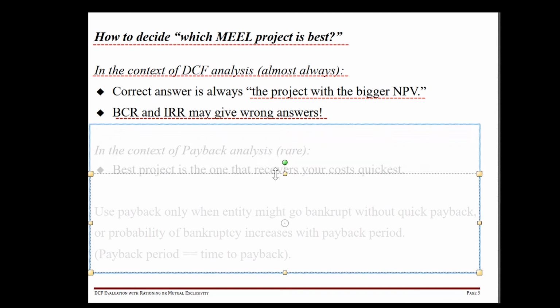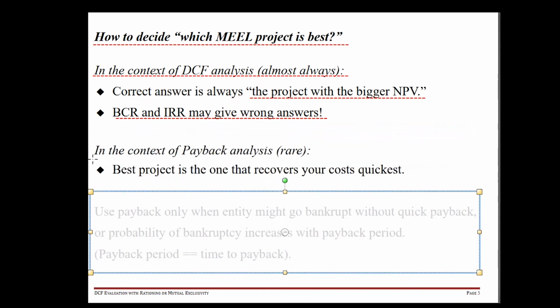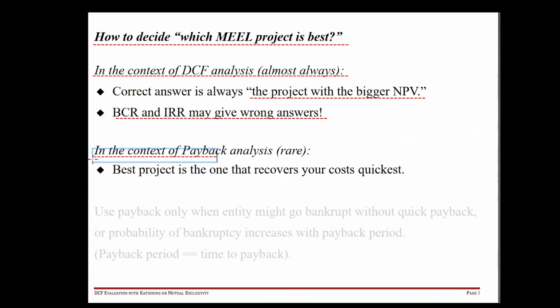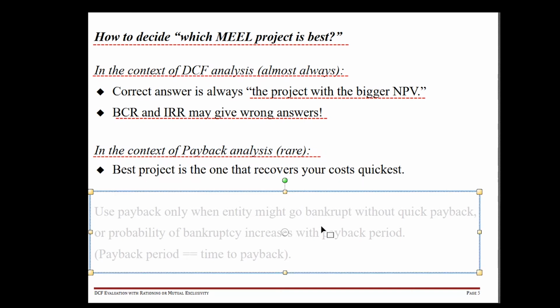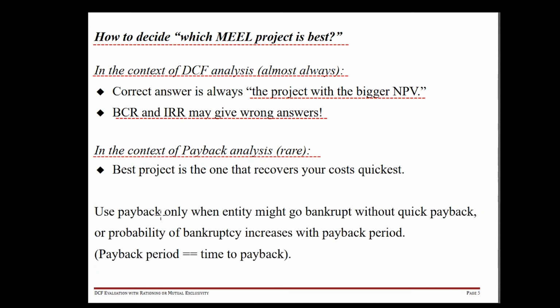And on the other hand, in the context of our payback analysis, which is rare, our decision methodology is going to be that the best project is the one that recovers our cost most quickly. And when are we going to use the payback method? We're going to use the payback method only when we're considering an entity that might go bankrupt without quick payback, or its probability of bankruptcy is increasing with increasing payback period.